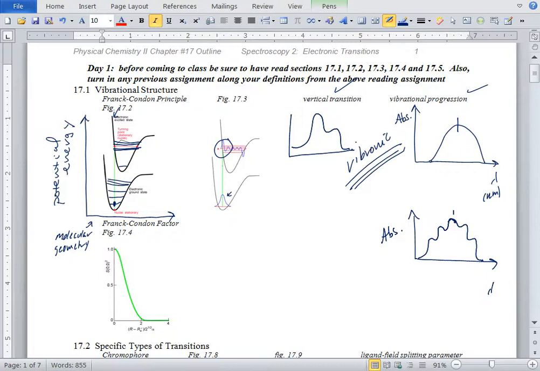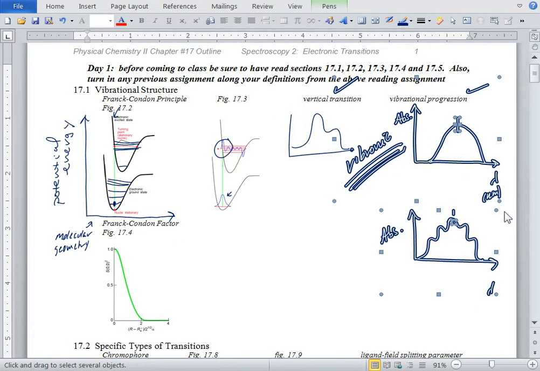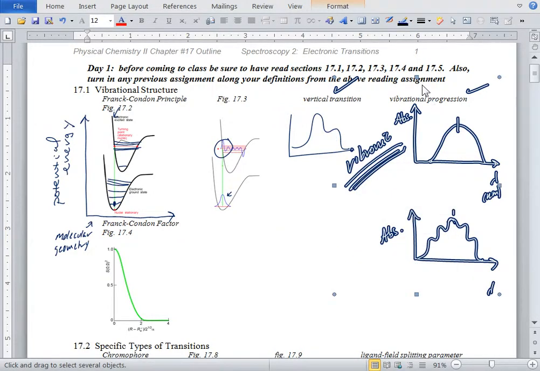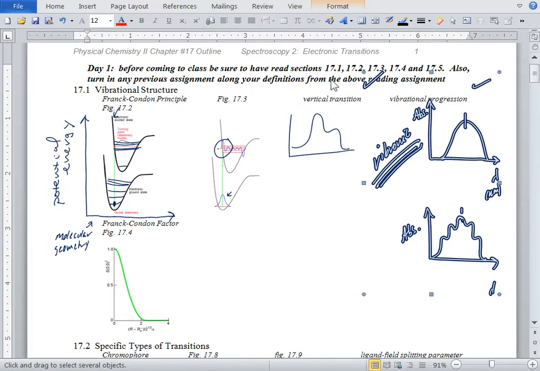And remember, if you flip this guy on its side, take this whole thing. Can I do that? Let's see if I can. Oh, I can't rotate, I don't think. Can I? No. You know what I mean? I want to rotate the whole thing on its side. So then you'd see the energy levels.